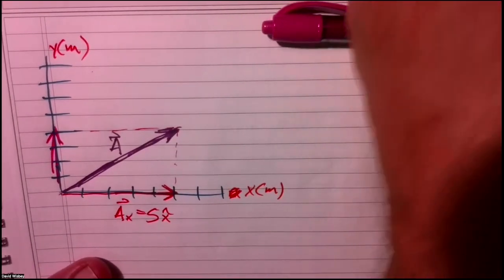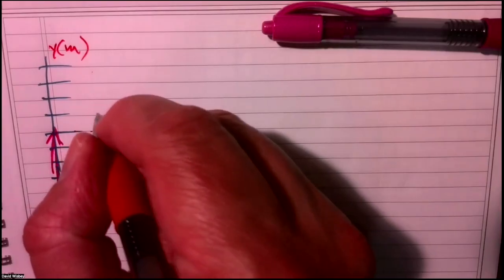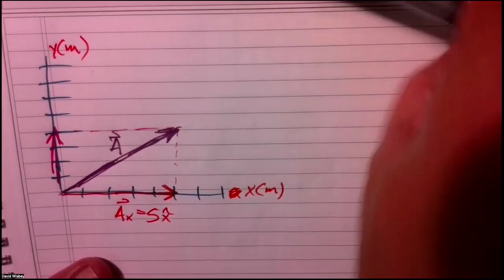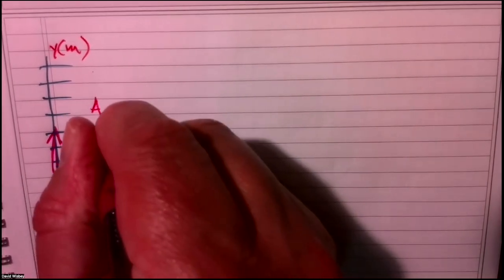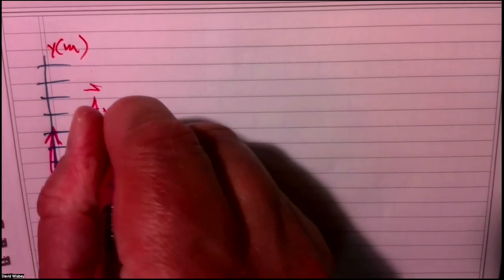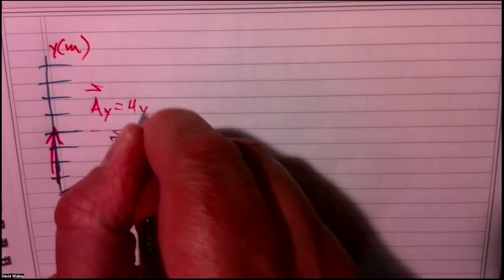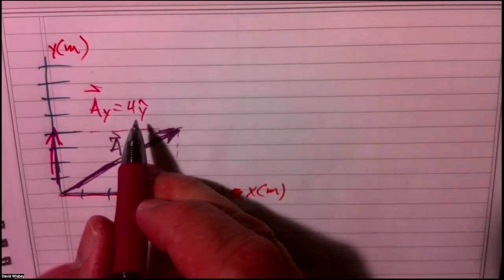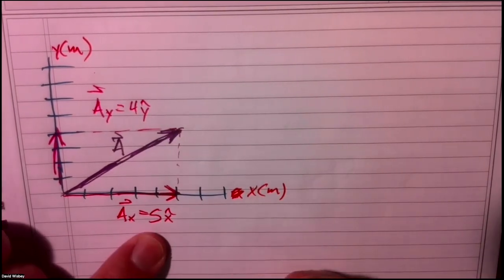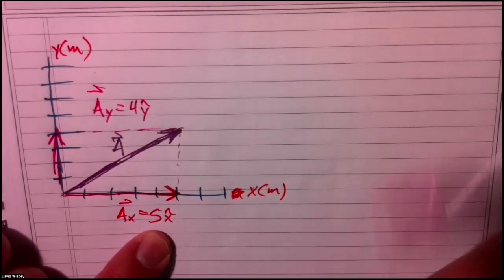That's my vector A. Then in pink over here, the Y component of my vector is going to be 1, 2, 3, 4. So 4 times y hat. And this y hat, I keep talking about x hat and y hat.